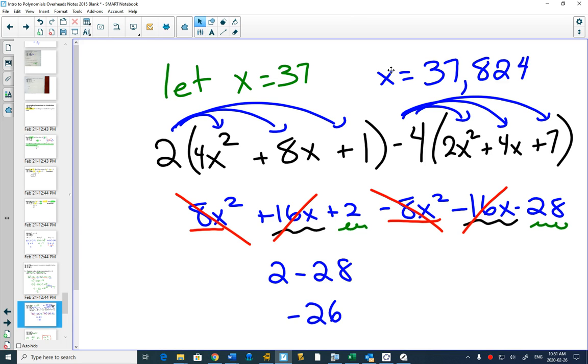So when x is 37, it's equal to minus 26. When x is 37,824, it's still going to equal minus 26.